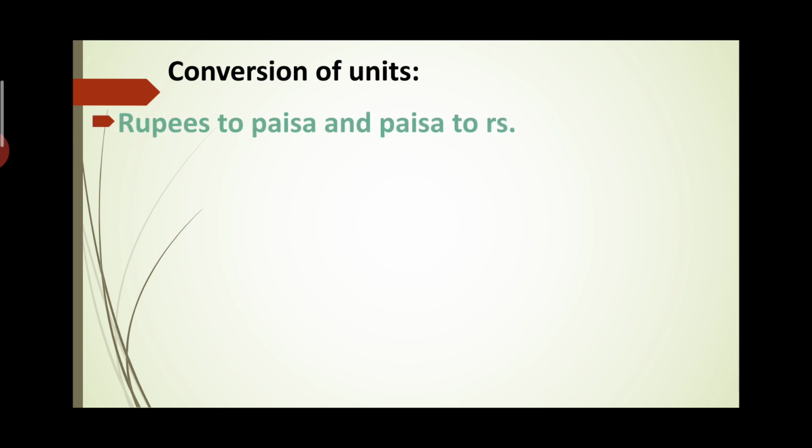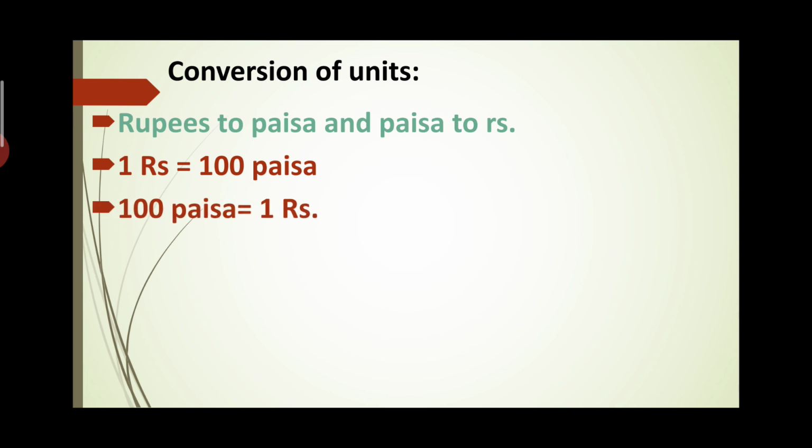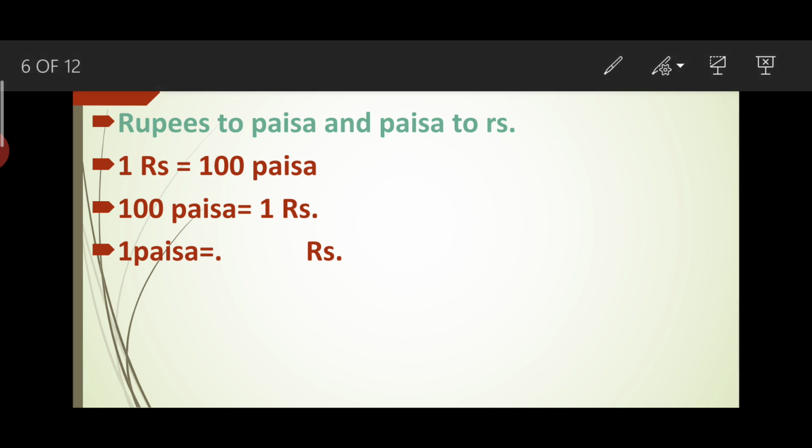If you are having rupees, you can easily convert rupee to paisa, and here we will study how to convert paisa to rupees. Let us start. As you know, 1 rupee is equal to 100 paisa. That means we can also write it as 100 paisa is equal to 1 rupee. Okay, the same line written the other way around. Now if 100 paisa is equal to 1 rupee, then 1 paisa is equal to how many rupees? We can do it by unitary method.